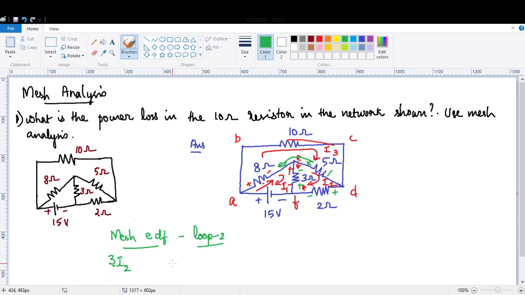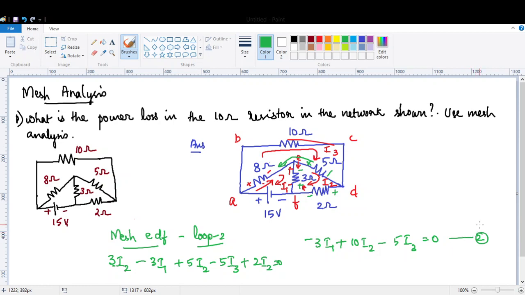So 3I2 minus 3I1 plus 5I2 minus 5I3 plus 2I2 is equal to 0, and you can write in a simplified manner like this: minus 3I1 plus 10I2 minus 5I3 is equal to 0, and this is your second equation. Now what is the next?